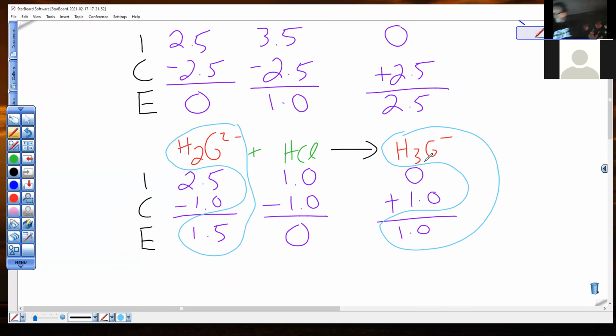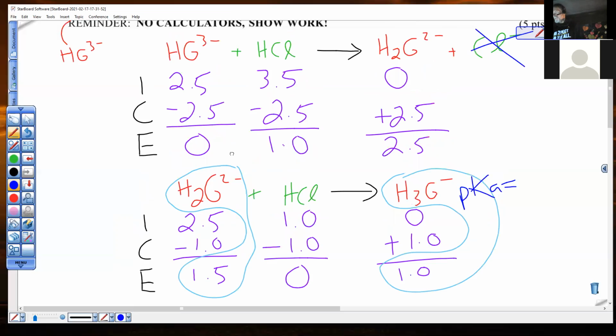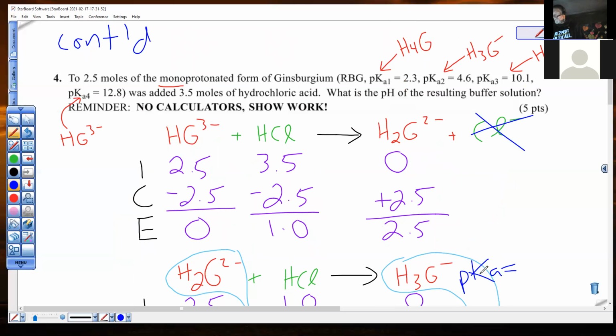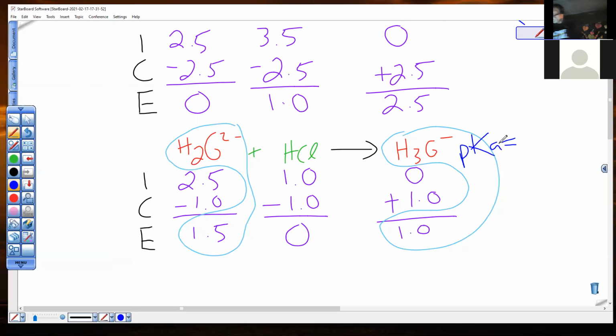The one with the extra proton is the acid. I know you have pKa's for both, but only one of those pKa's has any relevance in this problem. The pKa for the one that's the acid in this buffer. That work we did earlier, this is the only one in this pair that's the acid. This pKa, that's meaningless. It's not an acid in this buffer. It's a base. H3G negative, pKa 4.6.